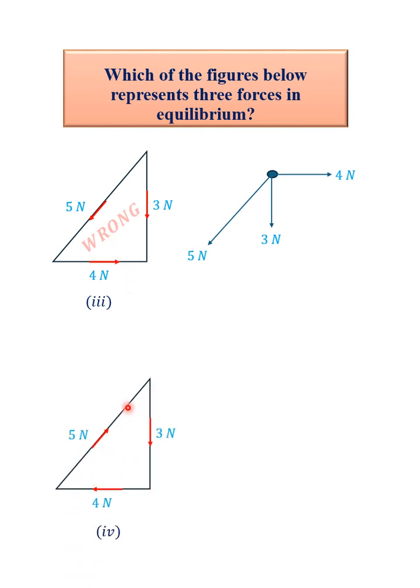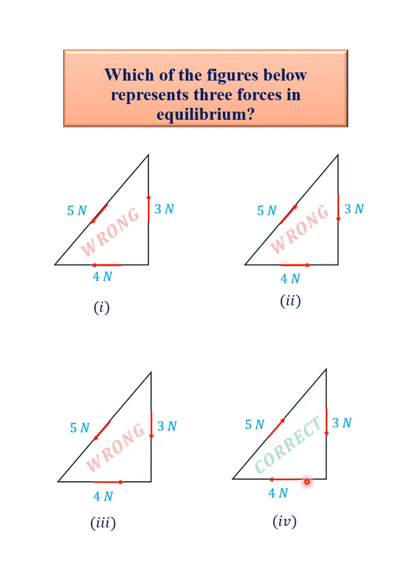We look at the last one, the fourth one. The 3 Newton force is acting to the south, downward. The 4 Newton force is acting to the west, while the 5 Newton force is acting in this direction, which is this. So looking at this system, you will find that they are in equilibrium. The forces balance each other out. So you can see that this object will remain in equilibrium. So it means option 4 is the correct answer. So if we go back, we have these 4 options originally. 1 is wrong, 2 is wrong, 3 is wrong, but 4 is correct, and number 4 represents 3 forces in equilibrium.